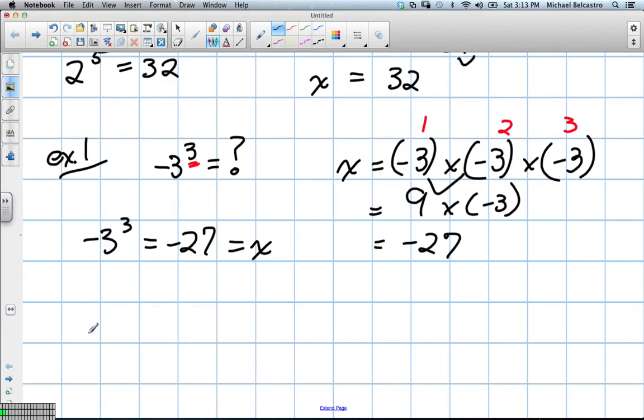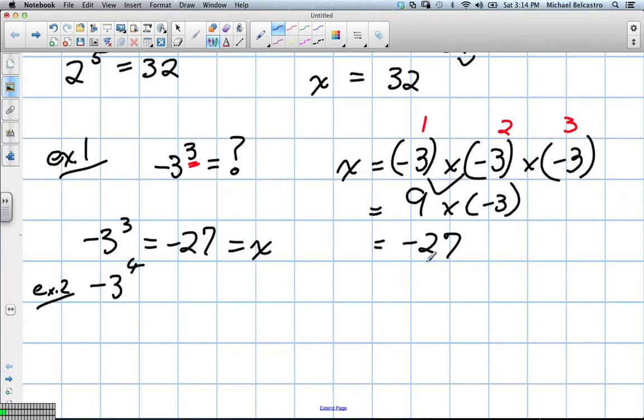Negative 3 to the power of 4. If we had negative 3 to the power of 4, just as a side note, we'll call this example 2.